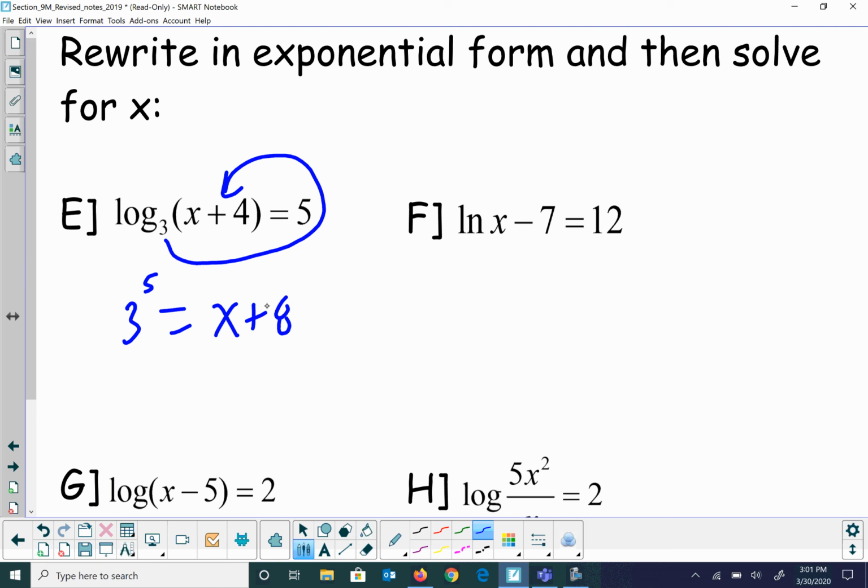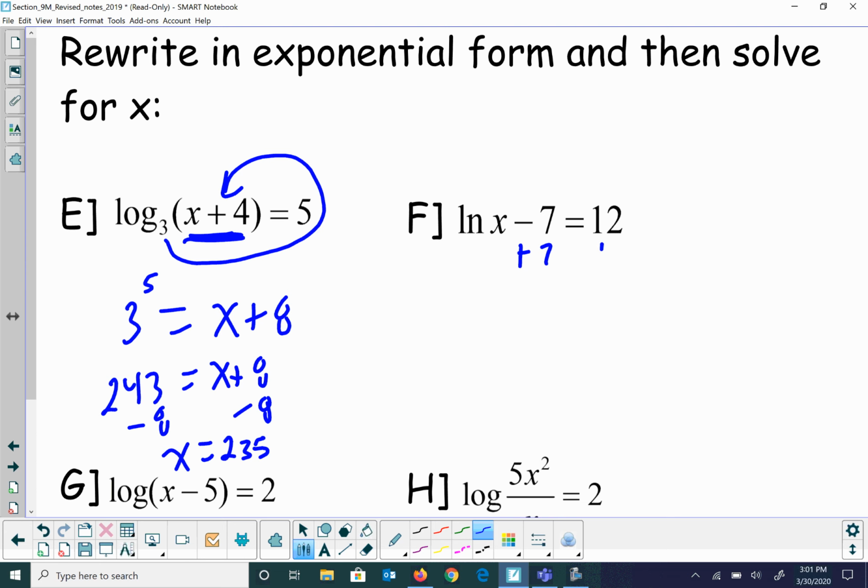We get 243, is that right? Yeah, 243 equals x plus 8. Subtract 8 from both sides. So I find that x is equal to 235, if I did my math right. These are ones where you want to make sure there's not something called an extraneous solution. If I took this 235 and plugged it back in here, it didn't give me a negative number, so we're fine.